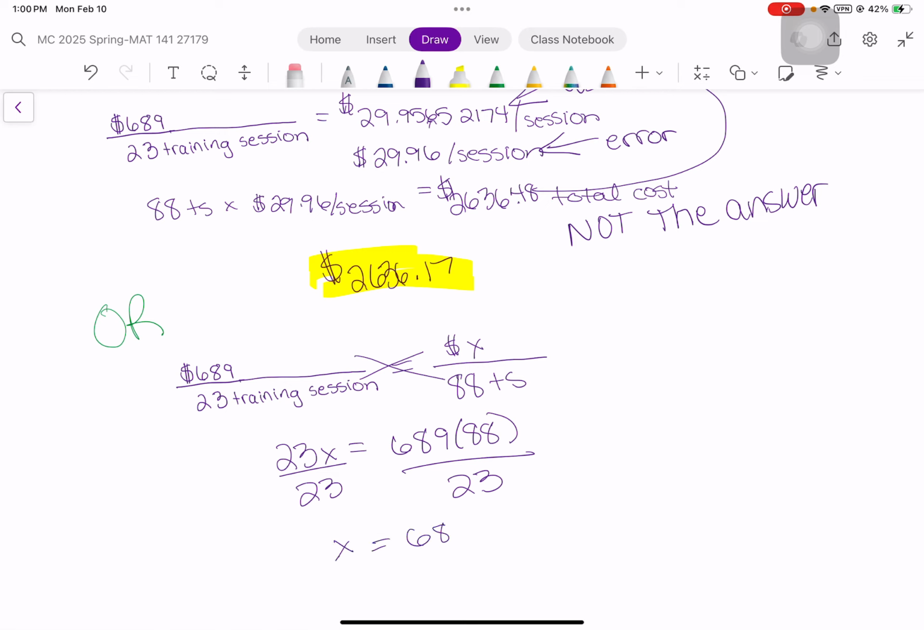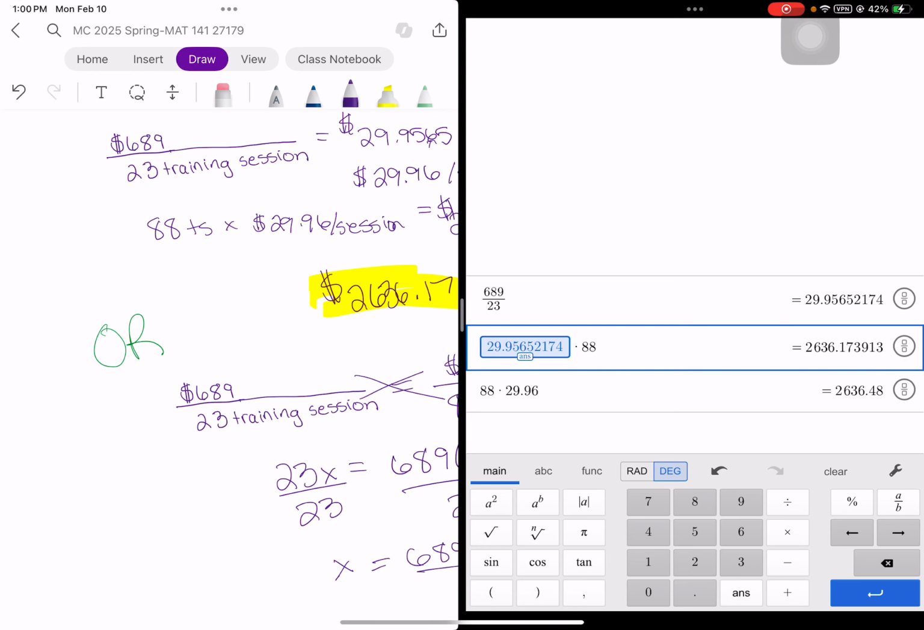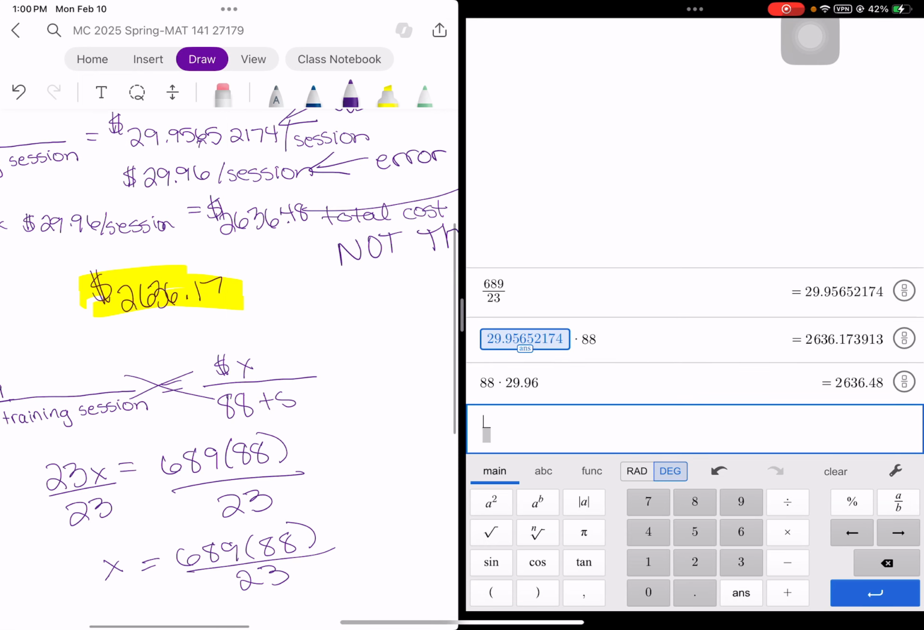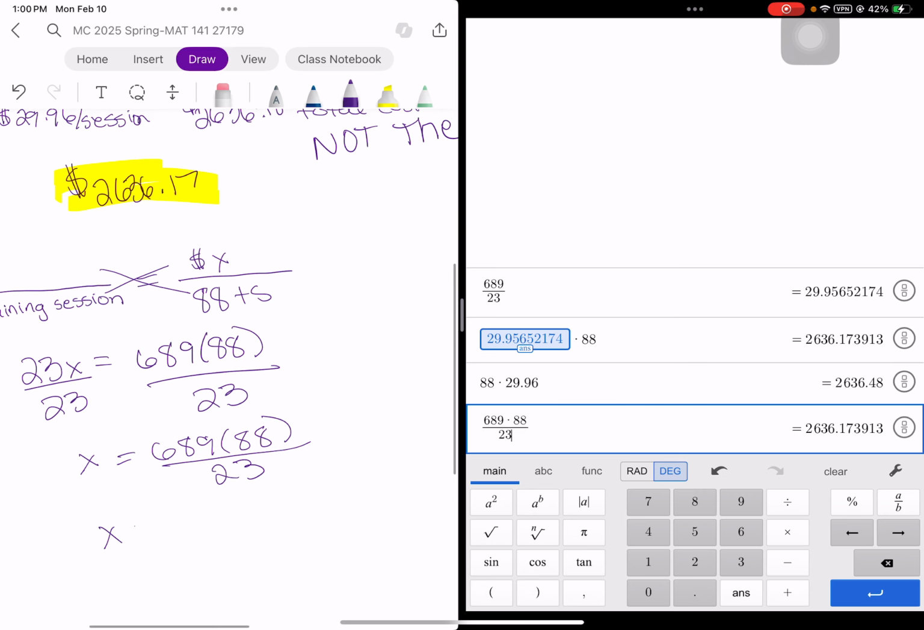So, I'm just going to put all this in my calculator at one time, so then I can just get an answer. So again, I'm just going to Desmos. This time I'm going to put in a fraction because that's easier. So I use the A over B button. So I'm going to do 689 times 88, and I'm going to divide it by 23. Notice I get that exact same answer, $2,636.17. But now I didn't have to take a two-step process. I just did it all in one step.